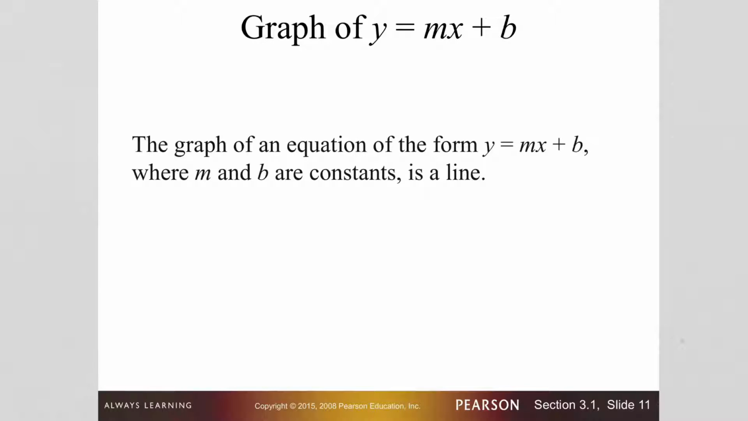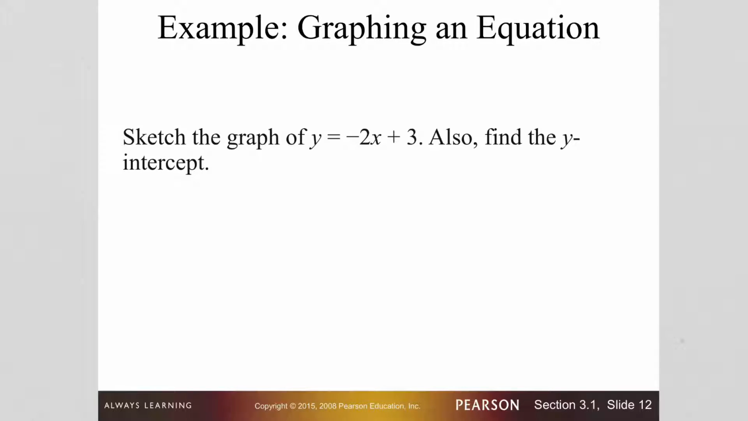Alright, so the graph of an equation of the form y equals mx plus b, where m and b are constants. Remember, constant's a fancy word for number. And that is a line. Okay, so on this problem right here, it says sketch the graph of y equals negative 2x plus 3. Also, find the y-intercept.